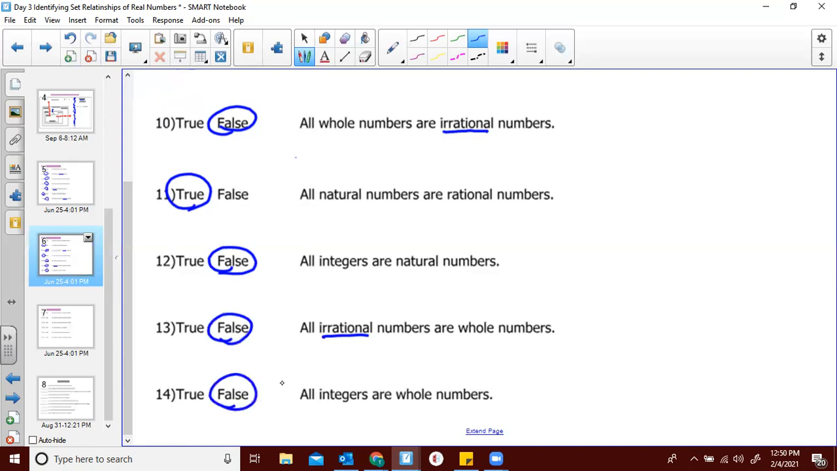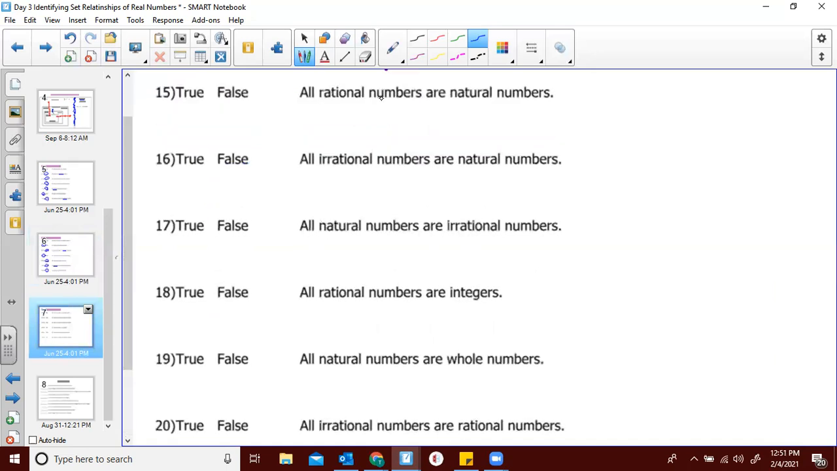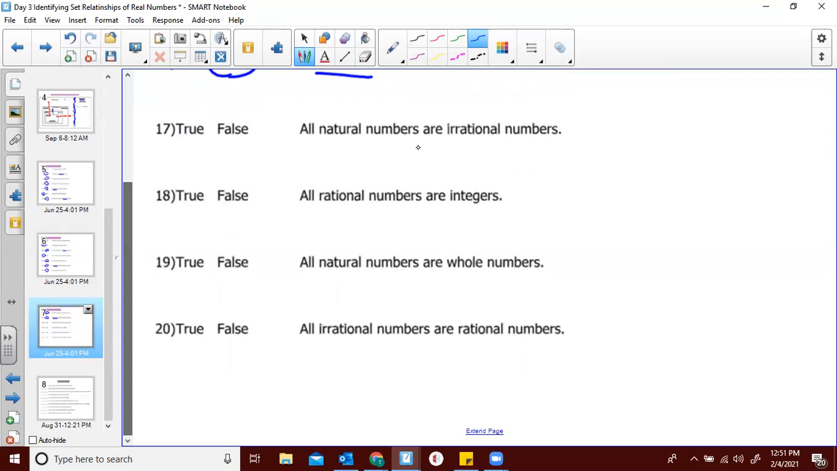All right, and remember, draw these on your diagram, or put your finger on the computer screen, whatever works for you. All right, all rational numbers are natural. Rational are not going to be natural. All irrational numbers are natural. Here's your irrational. That's going to be false. All natural numbers are irrational. Irrational, again, false. All rational numbers are integers. We're going backwards again, which is false. All natural numbers are whole numbers. True. And all irrational numbers are rational numbers, which would be false.